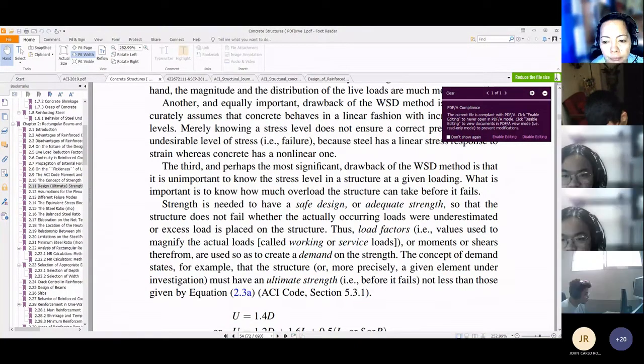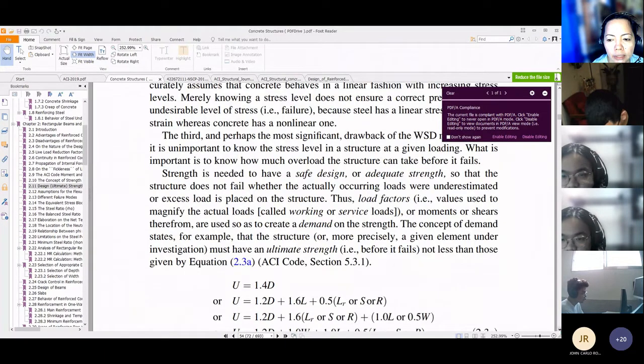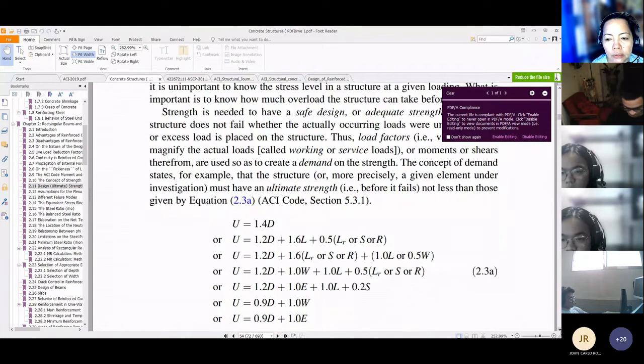So unlike the ultimate strength design method, wherein strength is considered, and the strength is needed to have a safe design, adequate strength, so that the structure will not fail, whether the actually occurring loads will be underestimated or excessive. So that's why they are using some load factors. So that is part of the ultimate strength. So the concept of the demand is precisely part of the ultimate strength.